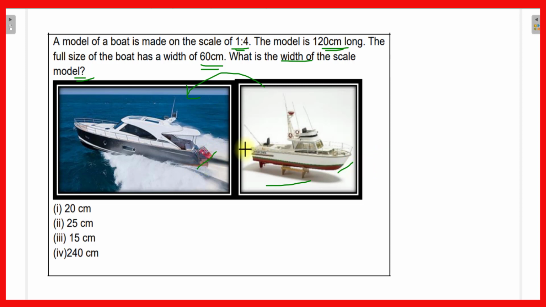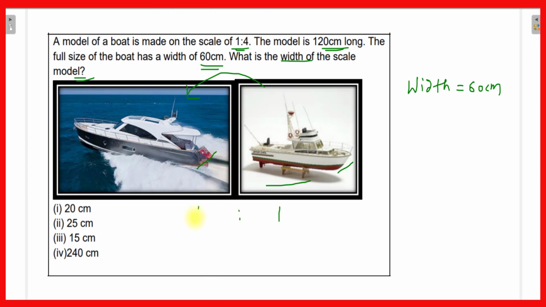Now here it is given that the full size boat, which I am calling the original structure of the boat, has a width of 60 centimeter. And what is the width of the scale model? It is asked what will be the width of the model. What is the scale factor? It is 1:4.